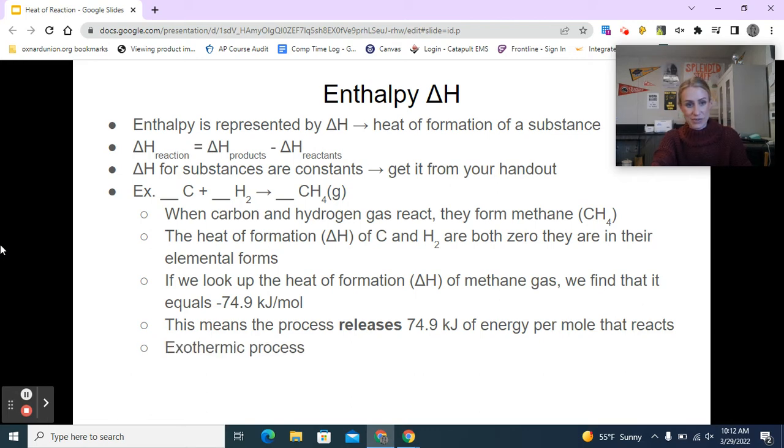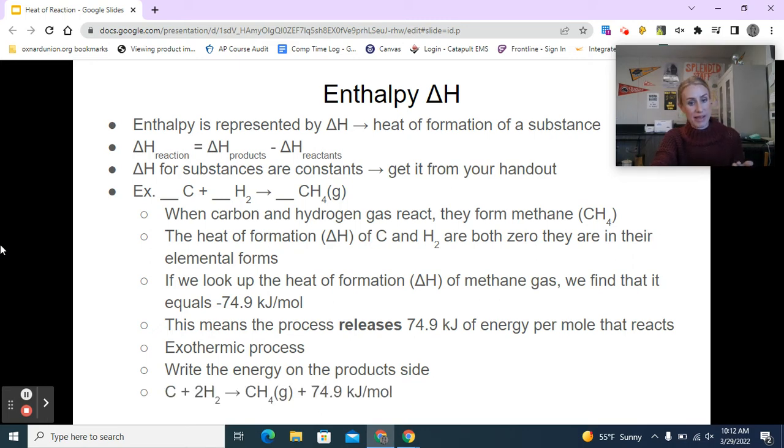So it means that it's an exothermic process, and therefore we're going to write the energy on the product side because, again, it's releasing that energy in this process. So if I write my balanced equation, it is carbon plus 2 hydrogen gas reacts to form methane, and again, that little g means gas, plus 74.9 kilojoules per mole. So again, that's written on the product side because it is releasing that energy per mole of substance that reacts.